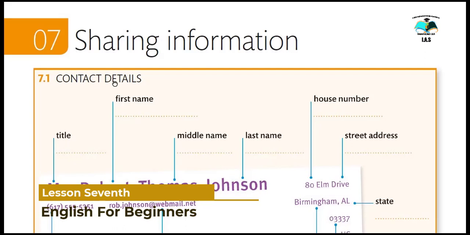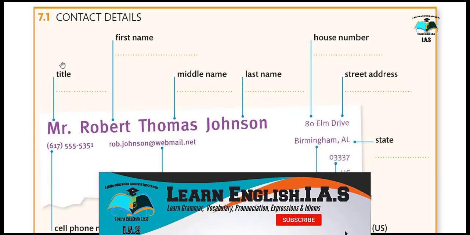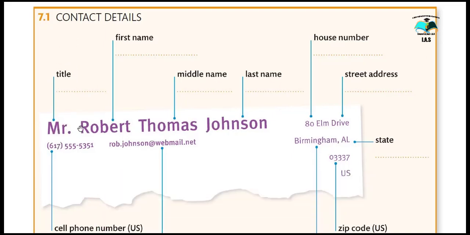Contact details. So if you're writing your name, you will have to write a title. For example, Mr. is the title here. And then you will have your first name, which is Robert here, and a middle name, like Thomas, and a last name, like Johnson. First name, middle name, and last name Johnson. The title is Mr.